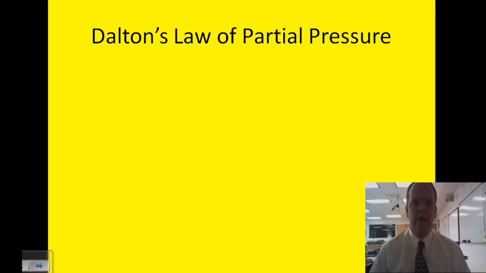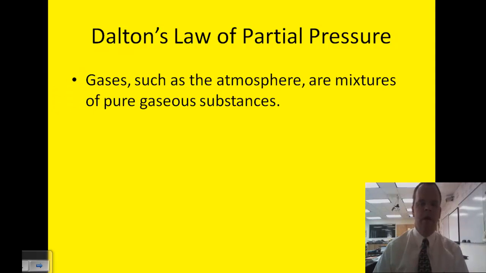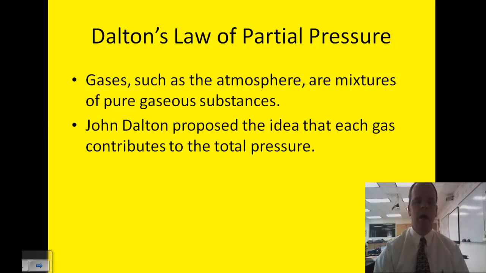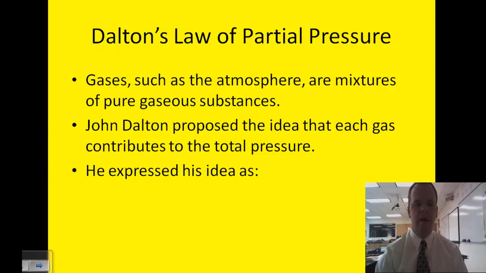Next thing we want to look at is Dalton's law of partial pressures. Dalton's law of partial pressures deals with mixtures of gases such as the atmosphere. We think the atmosphere all around us is a mixture of a number of gases including oxygen, hydrogen, nitrogen, carbon dioxide, water vapor, and a whole number of other gases.